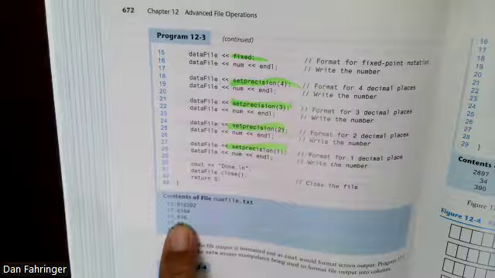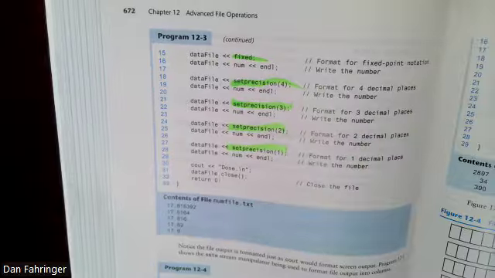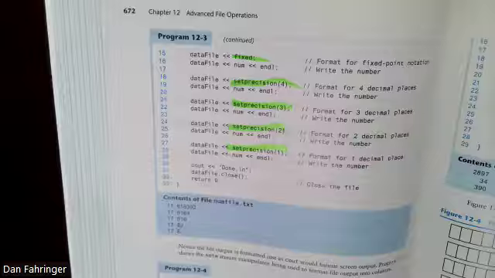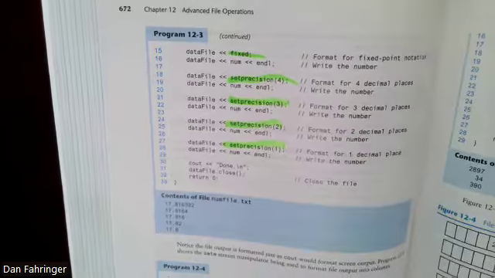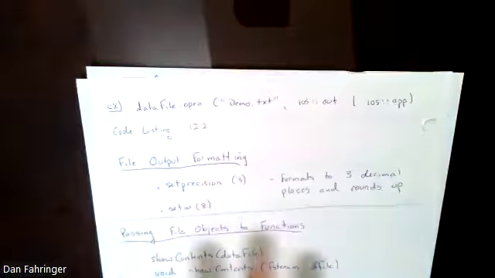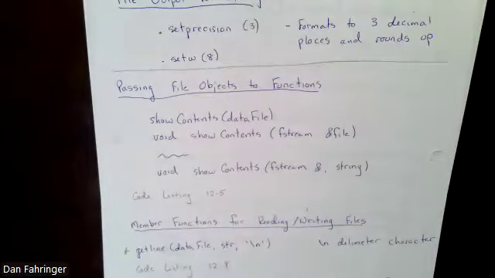8.16 or 8.16. Yeah, here's 0.82. So yeah, it looks like it's going to round up. Easy peasy so far, correct?